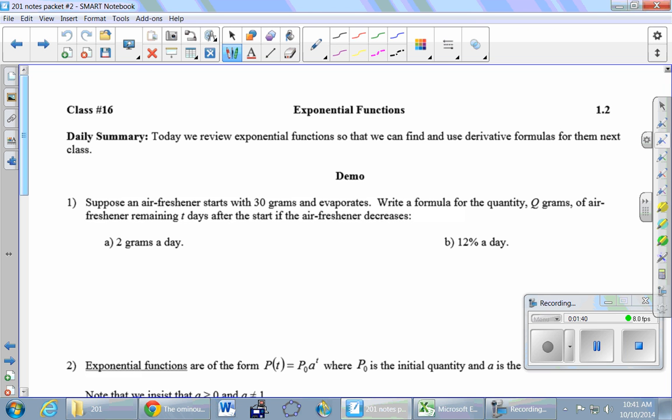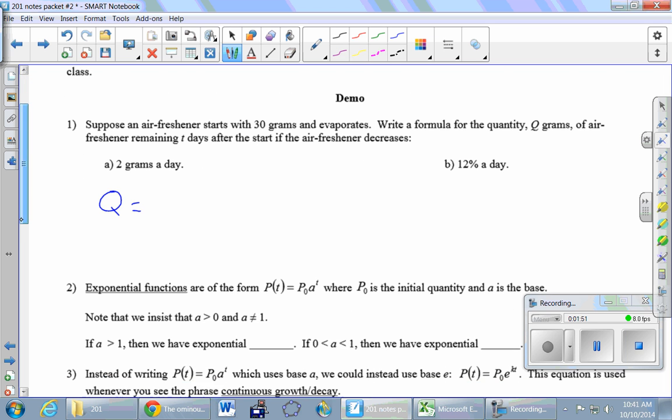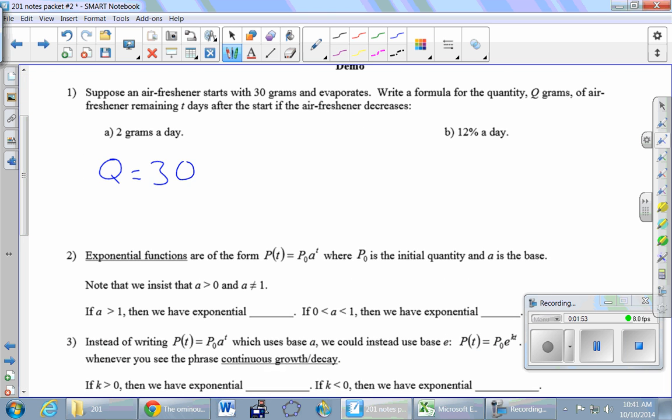Suppose that the chemical decreases by 2 grams a day. It's put out into the air by 2 grams every day. So we want a formula Q for how much stuff is left after T days. So anybody come up with this formula? 30 minus 2T, is that fair? We start with 30, and then we lose 2 every day. Great, that's a linear function.